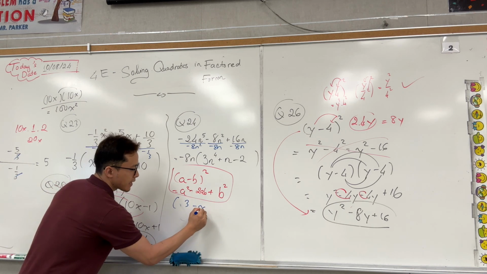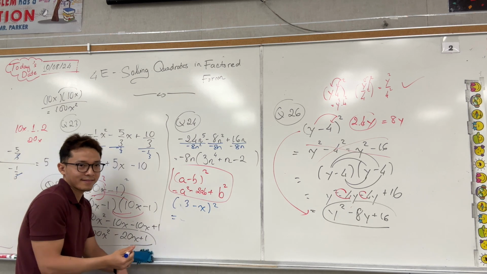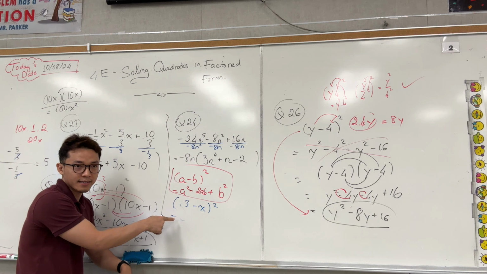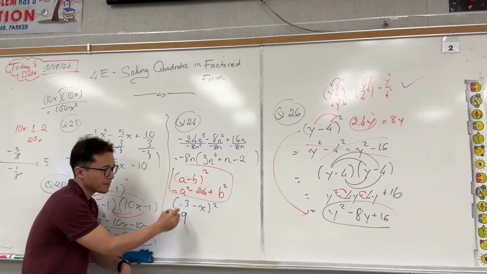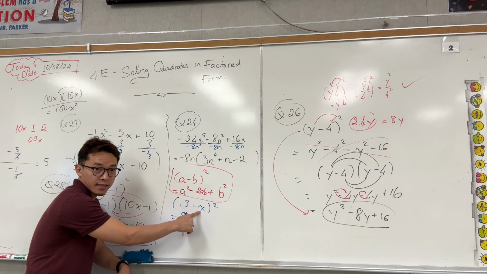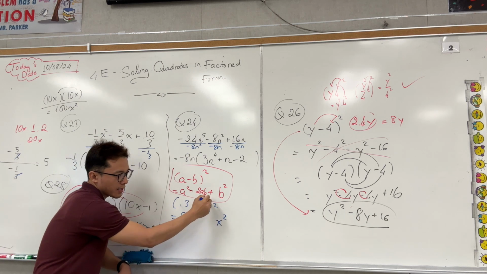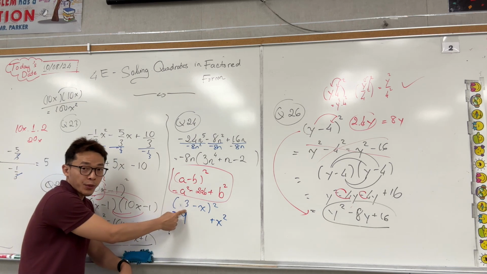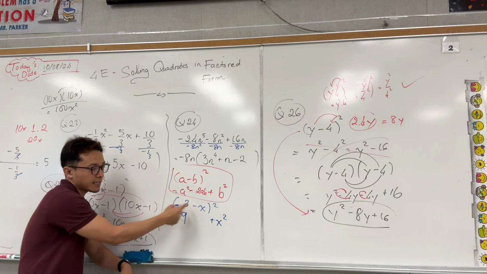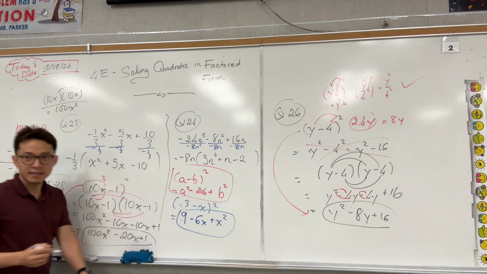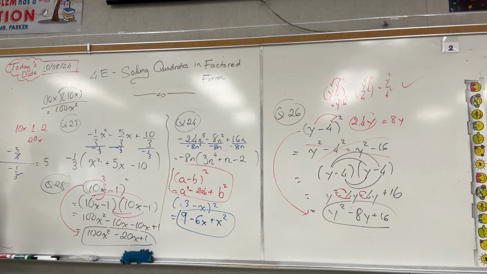3 minus x. Can you give me the answer in one shot? The first one squared: 3 squared is 9. Now you can do the last one first, it's easy. B is x, squared is just x squared. They're always plus. Now 2ab, what is 2ab? 2 times 3 is 6, 6 times x is 6x. That's it. Does it make sense?